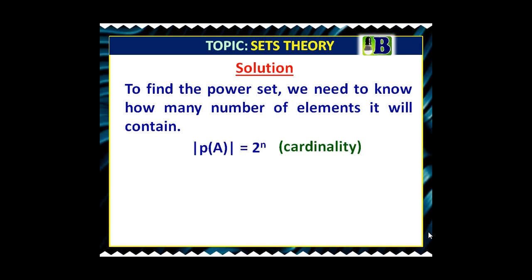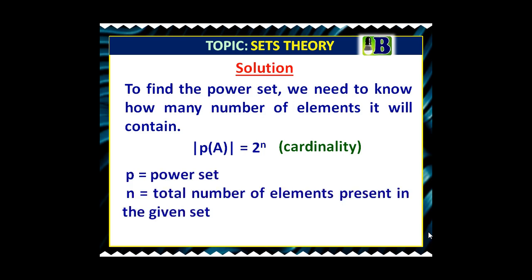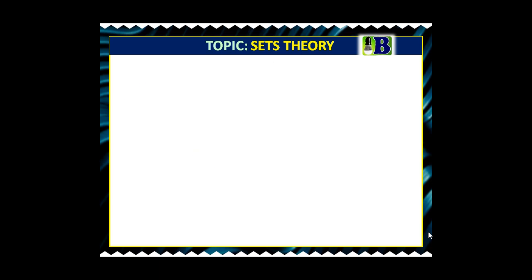This is the formula we use to calculate the power of a set. Cardinality of the power of a set is equal to 2 raised to the power of n, whereby n refers to the total number of elements present in the given set. This is the set for which we are going to look for the cardinality, which is set A, and P refers to the power set. So let's move along so that we'll be able to understand this.